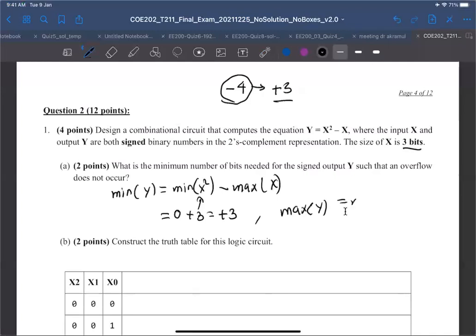And the maximum of Y is going to be the maximum of X squared minus the minimum of X. The maximum of X squared is -4 squared, which is 16, and then minus the minimum of X, which is -4, so it will be +4. So this is +20. Okay, so we have a range of Y from -3 to +20. Y can be positive or negative.